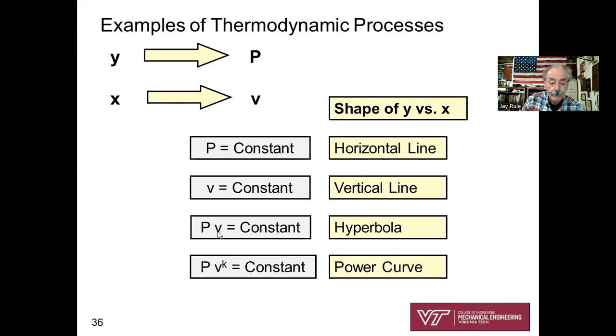Right. PV equals constant. That's going to be a hyperbola. The integral will be something that involves natural logs. And then finally, PV to the k is constant. Well, that's a power curve. And that's going to be a pretty complicated integral that'll look like a steep version of a hyperbola, a complicated integral.